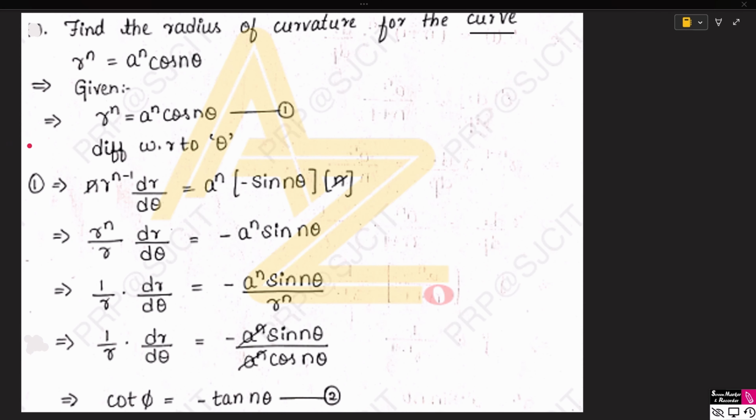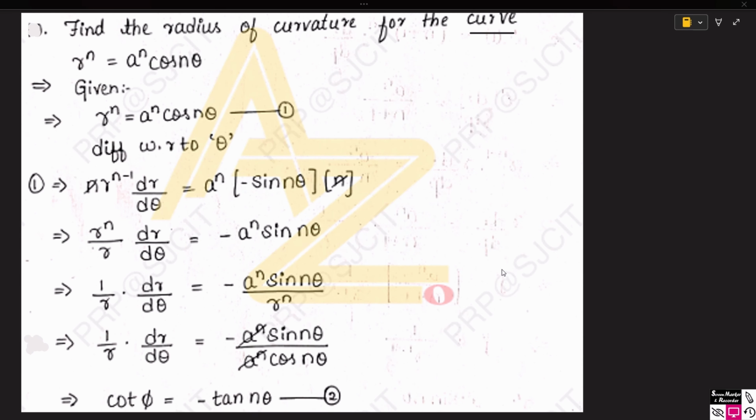If you are not getting it, you can refer to the VTU handbook. Here the formula is given there. So dr, since r is a variable, we need to take dr by d theta, and a to the n is constant. We are keeping it as it is. Cos n theta, its differentiation is minus sin n theta times n.